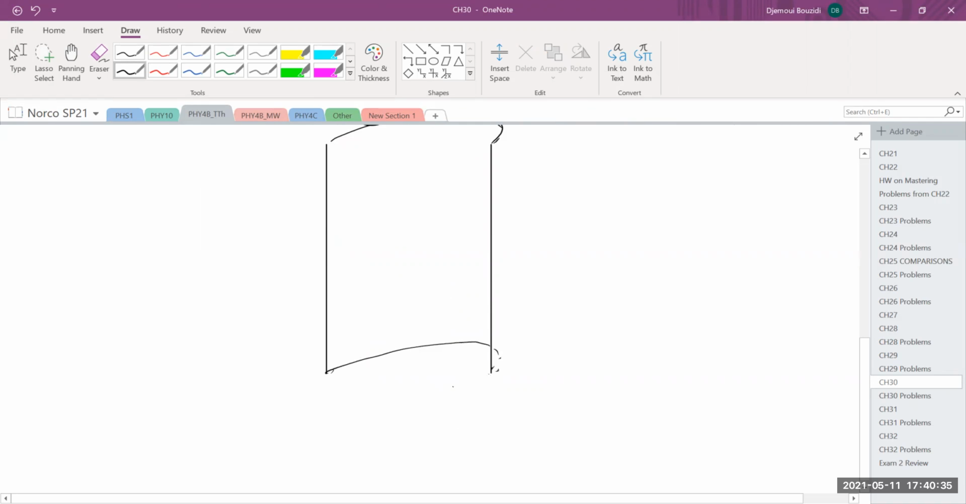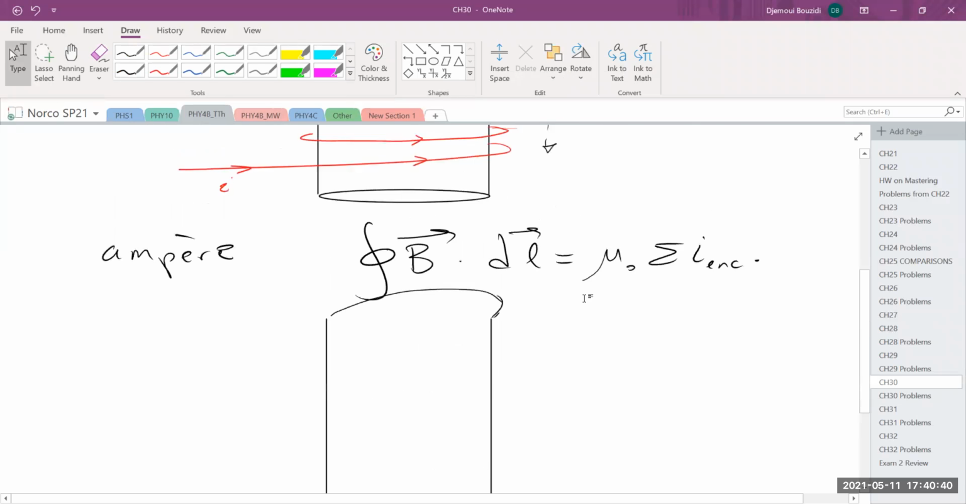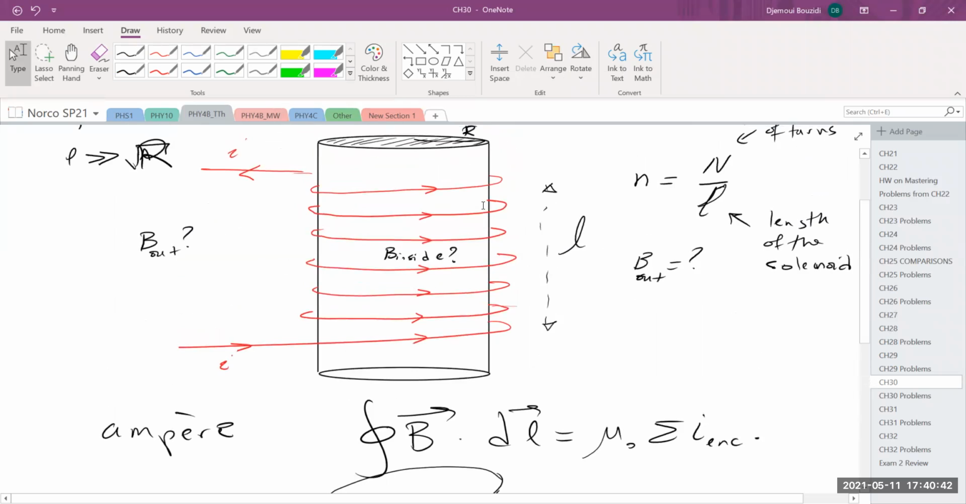Coming on this side, okay? So that's basically in a nutshell what we have in here. So I have a bunch of these currents and they're going in from this side. So I have to be careful in here.